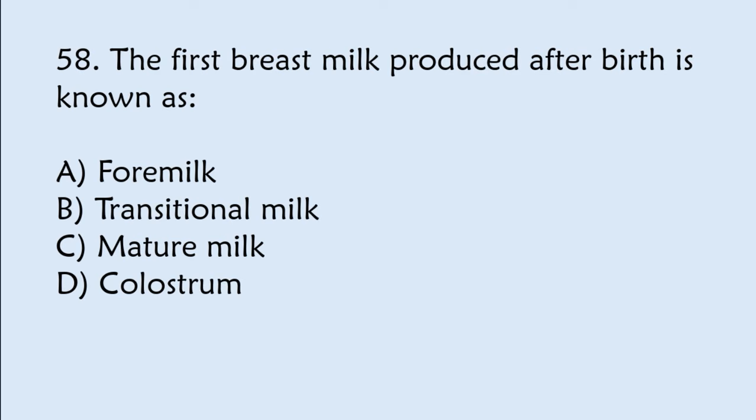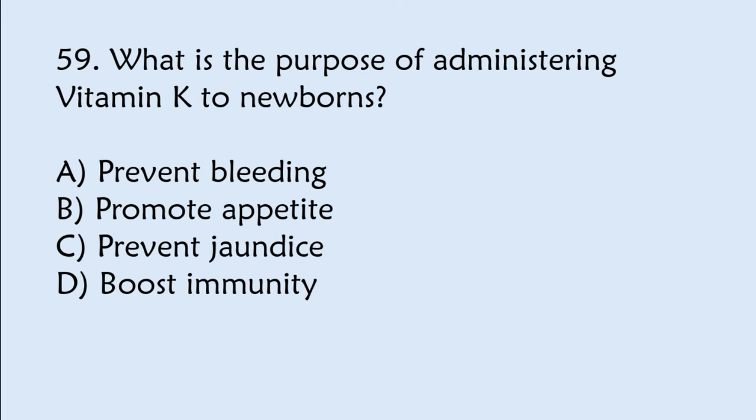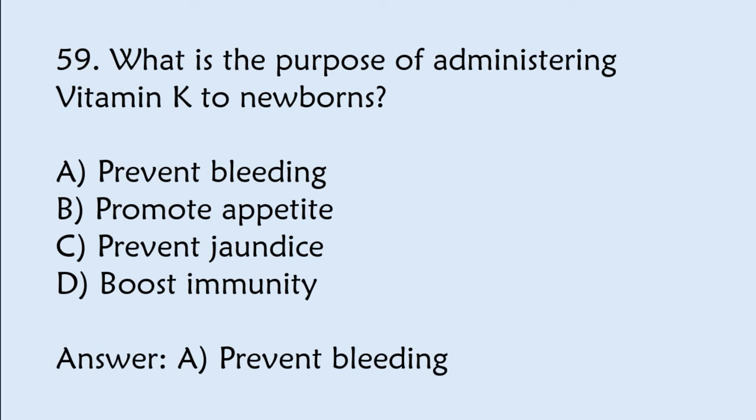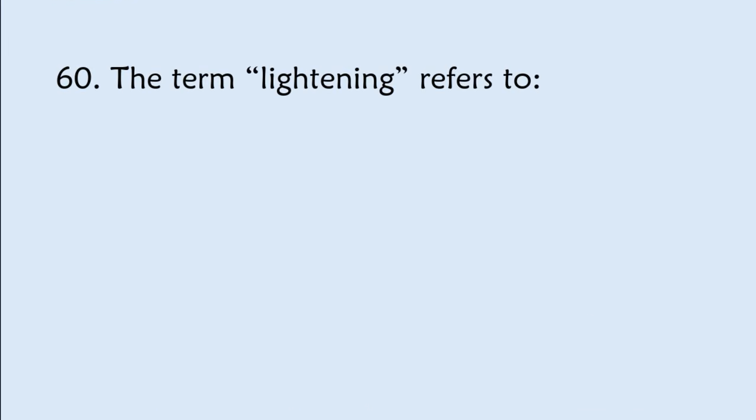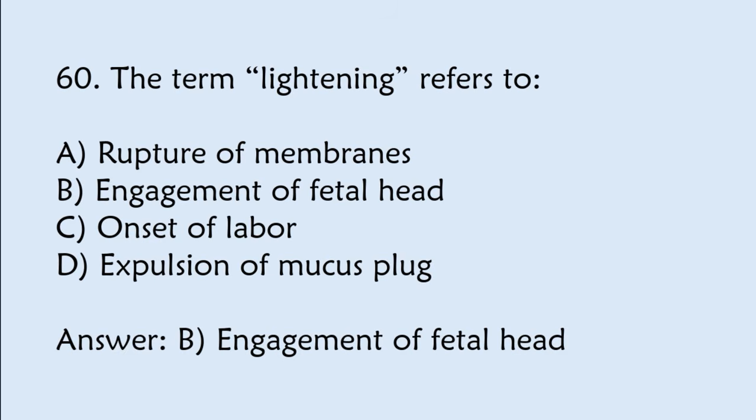The first breast milk produced after birth is known as foremilk, transitional milk, mature milk, colostrum. Correct answer is option D, colostrum. What is the purpose of administering vitamin K to newborns? Prevent bleeding, promote appetite, prevent jaundice, boost immunity. Correct answer is option A, prevent bleeding. The term lightening refers to rupture of membranes, engagement of fetal head, onset of labor, expulsion of mucus plug. Correct answer is option B, engagement of fetal head.